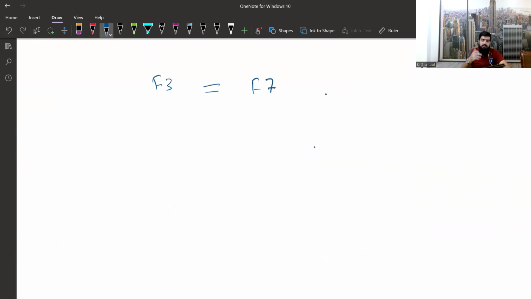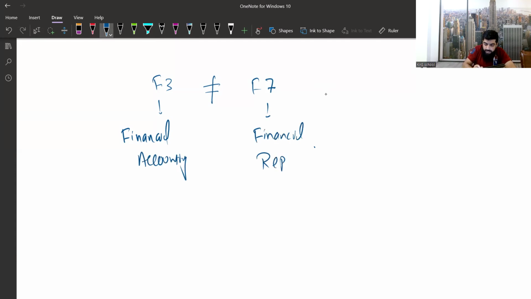It is possible that other facilitators would disagree, but my viewpoint is no, it's not the same. F3 is the financial accounting paper. F7 is the financial reporting paper. So there is a huge difference between the F3 and F7 papers. Now, what is the main difference? What is the difference between financial accounting and financial reporting, between the F3 and F7 papers?